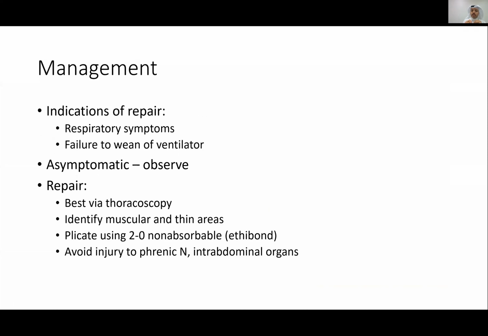With regards to management, indications for repair are respiratory symptoms or failure to wean from the ventilator. Asymptomatic patients can be observed. As for the options of repair, it is best done thoracoscopically, but laparotomy can be done. Thoracoscopic seems to be best because you want to be able to identify the muscle nicely and identify the phrenic nerve, which you can see through a thoracoscopy. Basically you identify the muscle and you plicate the diaphragm using 2-0 non-absorbable suture. And again, avoid injury to the phrenic nerve and the intra-abdominal organs.